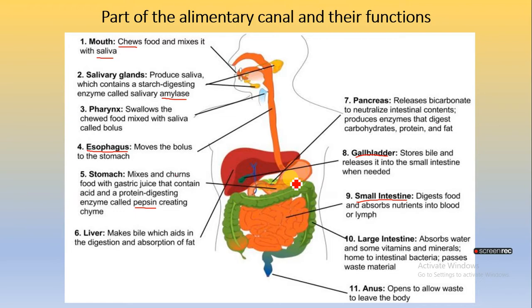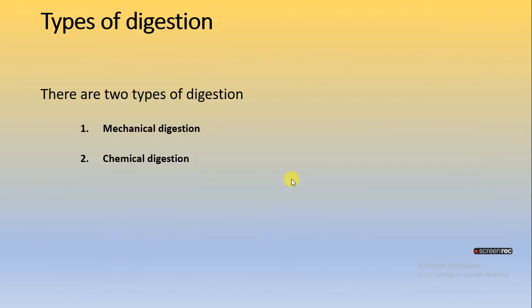So you need to know the parts of the alimentary canal and their functions. Very, very important during checkpoint biology exams. Then next, there are two major types of digestion. We have the mechanical digestion and the chemical digestion. So we'll look at the mechanical and chemical digestion now individually.